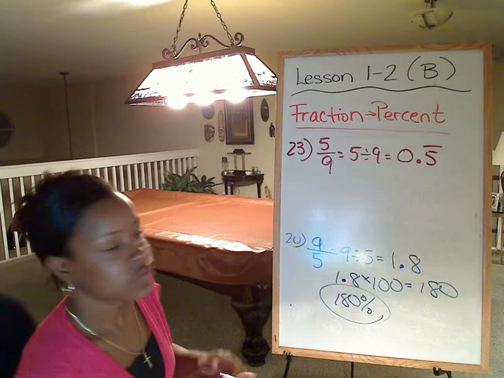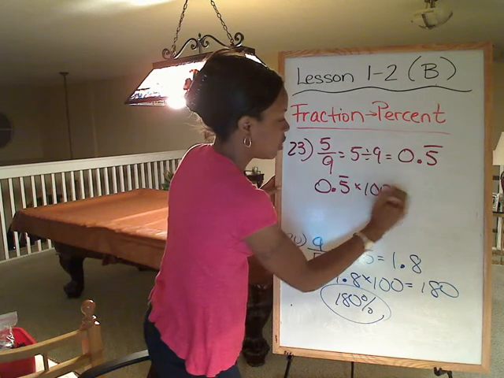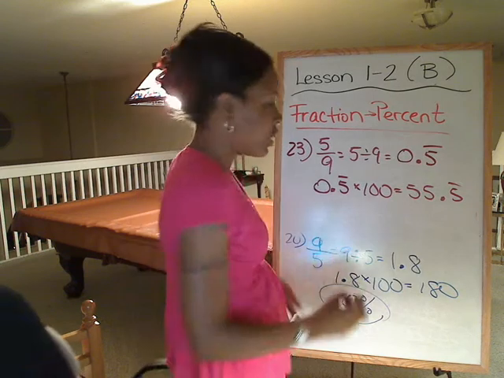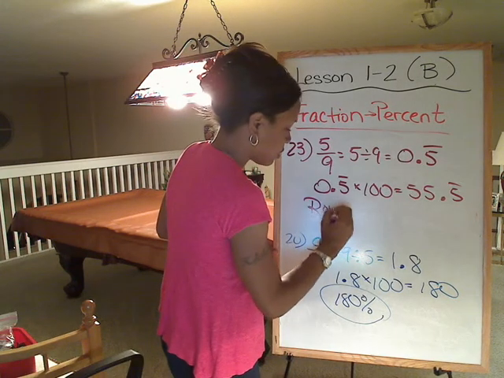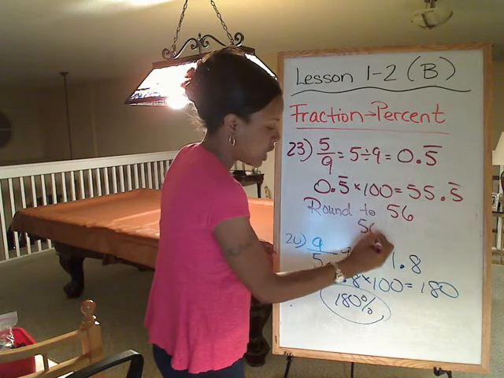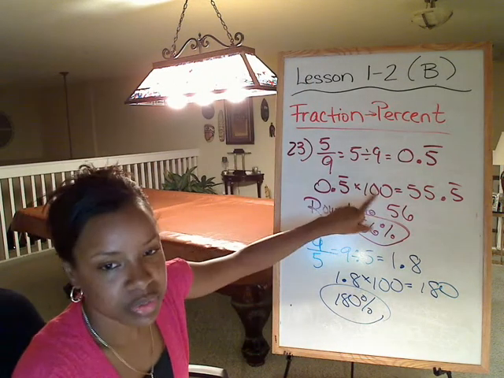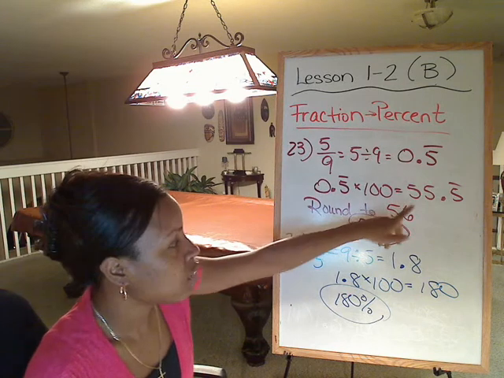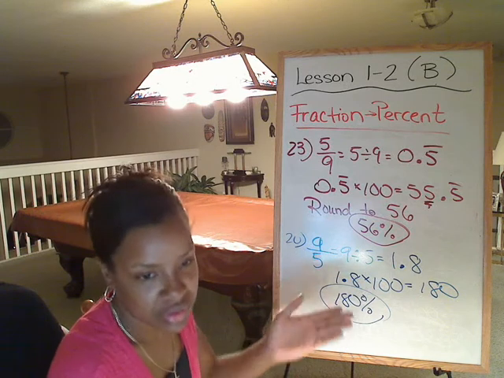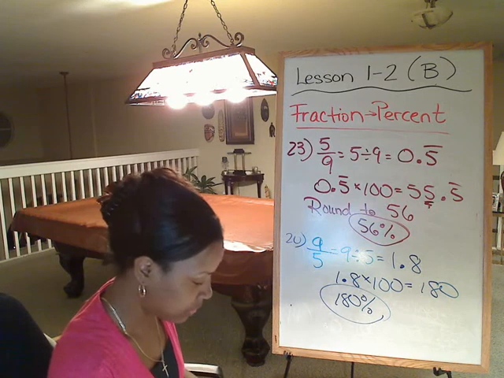And then you get 55.5 repeating, right? The 5 repeats forever and ever. Let's just round this to 56. And then finally add your percent sign. If they ask you to write it as a percent and you get a repeating decimal, round it to the nearest percent, which is the ones place. So 55.55555 is closer to 56%. Okay, so that's our final answer.